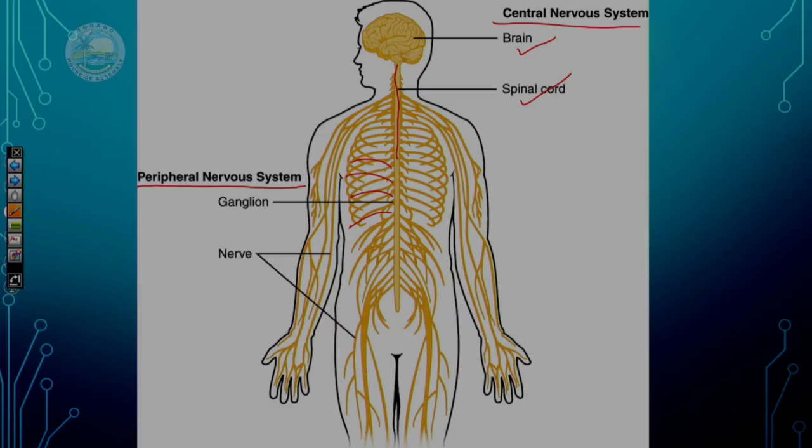So you have central nervous system, which is your brain and spinal cord only, and your peripheral nervous system, number 2, which is all the other nerves that emanate from the spinal cord and to all other parts of your body.